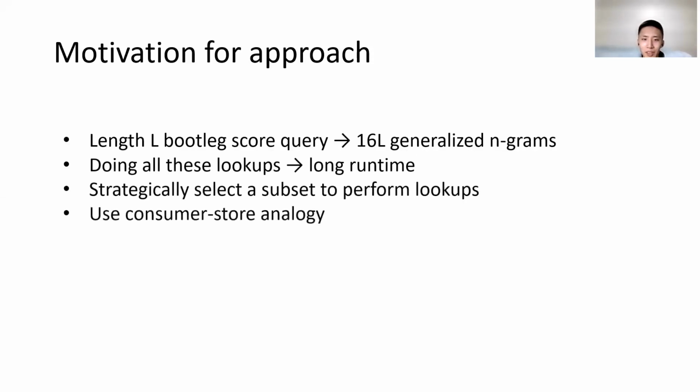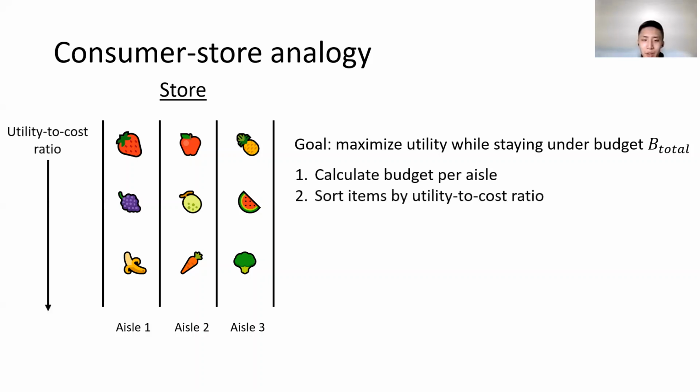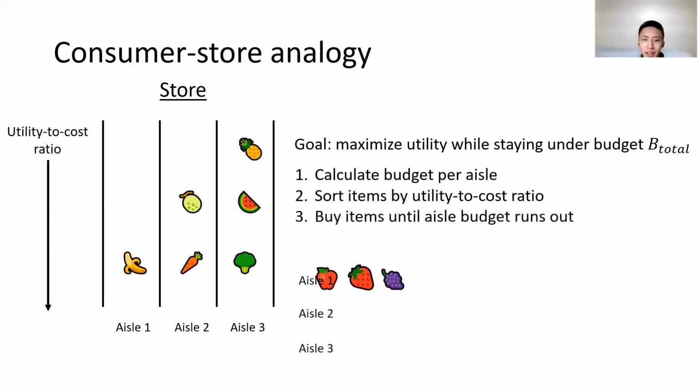To do this, we use a strategy based on a consumer store analogy. Imagine a consumer in a store with aisles containing goods. The consumer's goal is to maximize utility while staying under a fixed total budget. We calculate a budget per aisle by dividing the total budget by the number of aisles in the store. We then sort the items in each aisle by utility to cost ratio, and purchase items until the aisle budget is depleted.